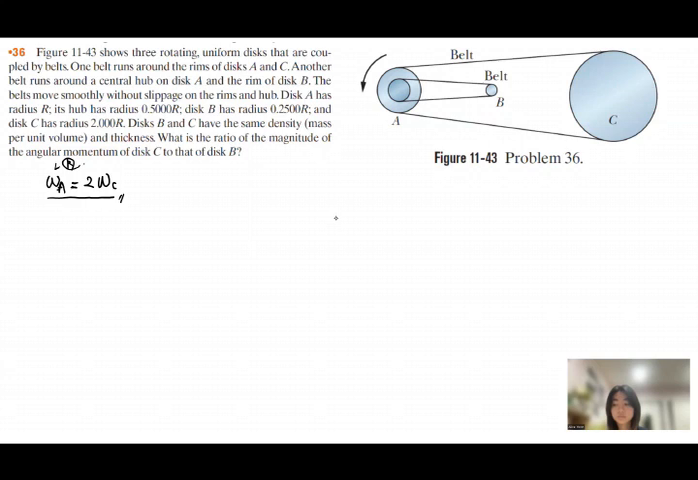This one has radius R, and this one B is 0.5 R, and this one is 0.25 R, a quarter of the radius of A, and the C is twice bigger than the disk A. So with that idea and angular momentum conservation, the angular momentum of A should be just half of the angular momentum of B.